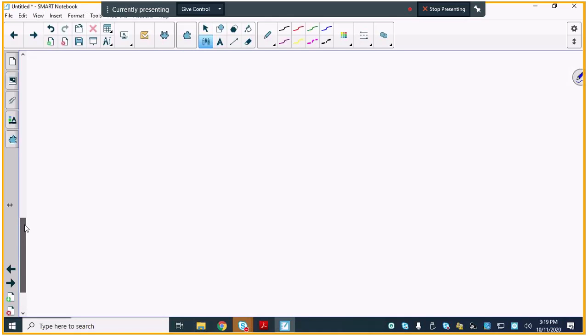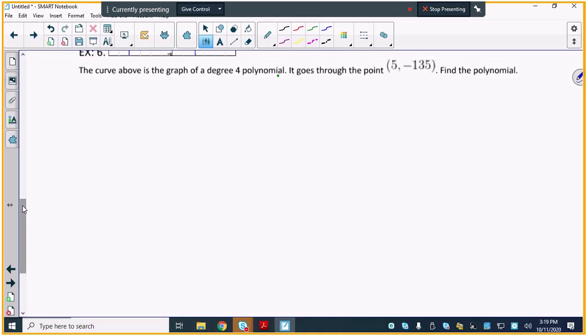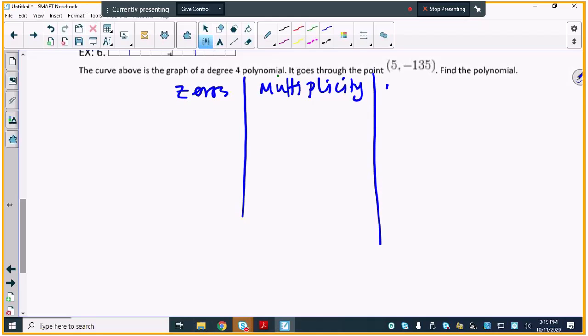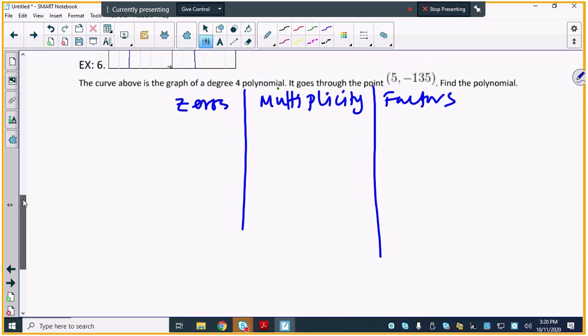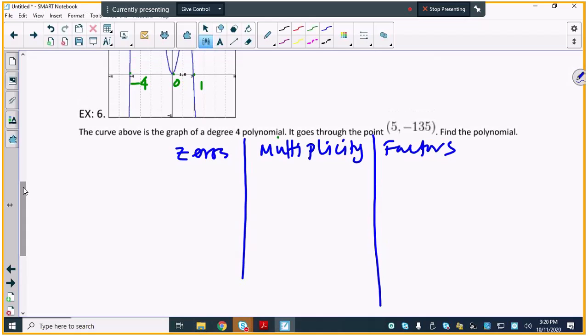Okay, so the table that we're going to form is going to have zeros, required multiplicity, and factors. So let's start with the leftmost zero. The leftmost zero in this situation is -4.